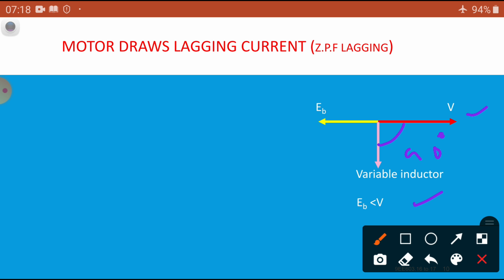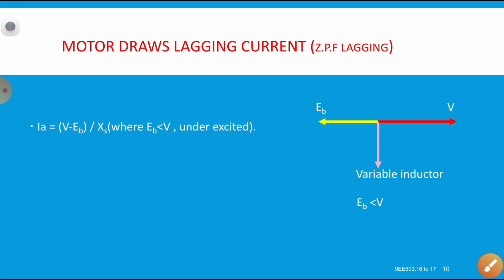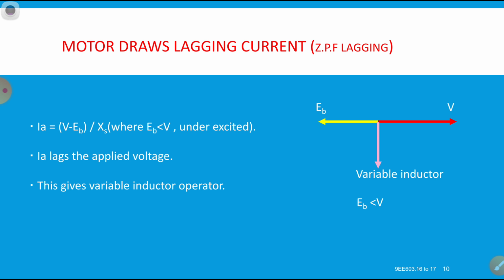So, now in this case it will draw more reactive power to the motor, hence the power factor is in lagging condition. Okay, IA is equal to V minus EB by XS, and IA lags the applied voltage by 90 degrees. This gives the variable inductor operation. That means by changing the DC supply to our motor, it acts as a condenser, a capacitor, as well as, if required, we can use it as an inductor.